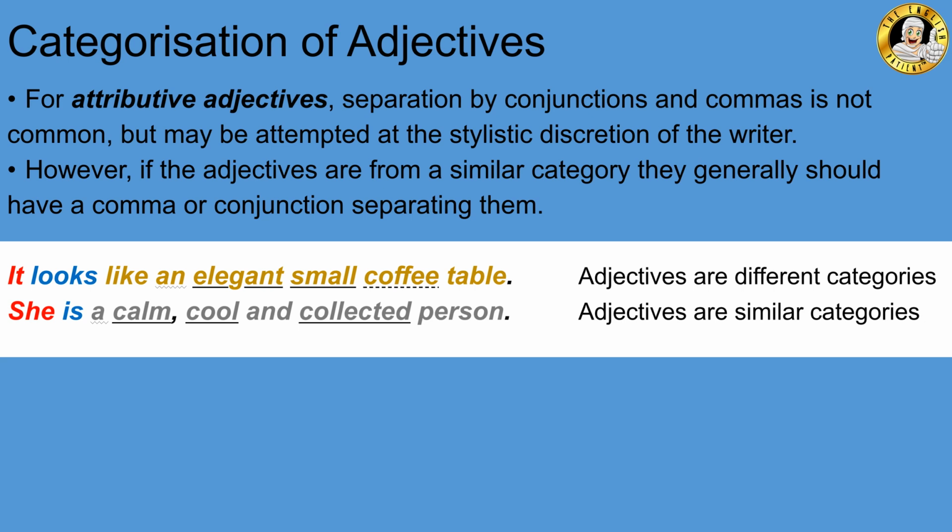But in the next one, "she is a calm, cool, and collected person." So here, the adjectives are from similar categories. Calm and cool and collected are all about describing her demeanor or her personality. They're all describing something from a similar kind of thing. So they need to have some kind of distinction between them. And typically we would use commas and conjunctions to divide them in this case.